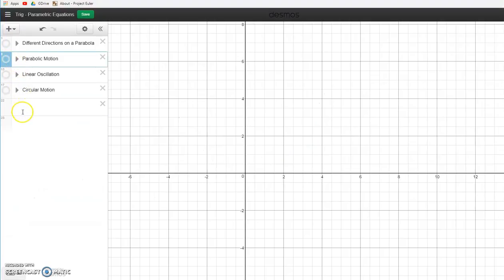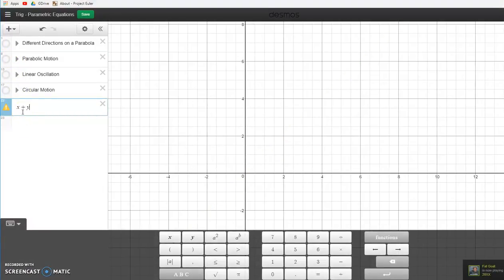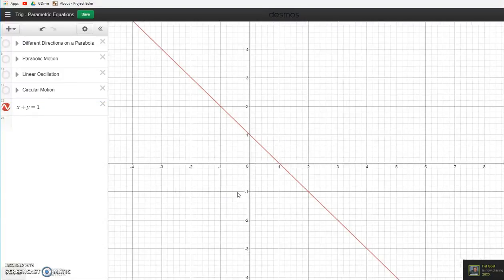Well, x plus y equals 1. Okay, it's just a linear equation.